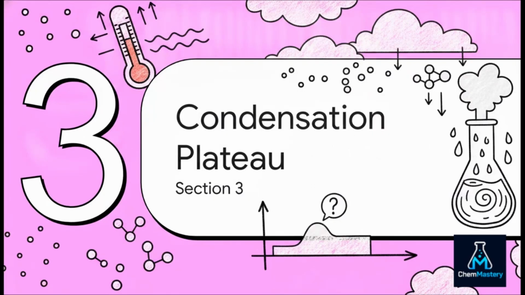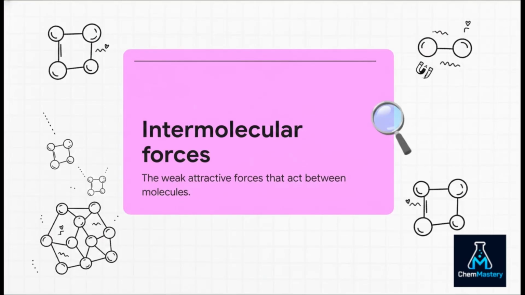Which brings us to Section 3, the condensation plateau. Okay, we've hit our first major mystery point. The substance is turning into a liquid, but the thermometer has completely stalled out. Why? Well, the crucial thing to understand here is intermolecular forces. Basically, these are the weak attractive forces that act between molecules. Think of them like microscopic magnets. For substances like water or ethanol, as the molecules slow down and get close enough together, these exact forces reach out and start pulling the molecules into a much more organized structure.